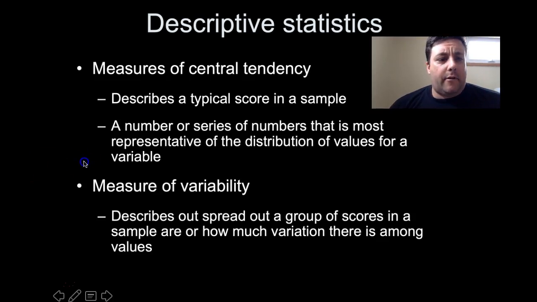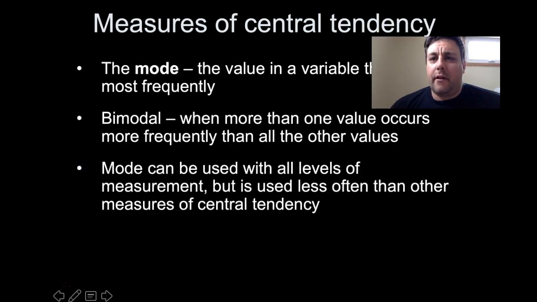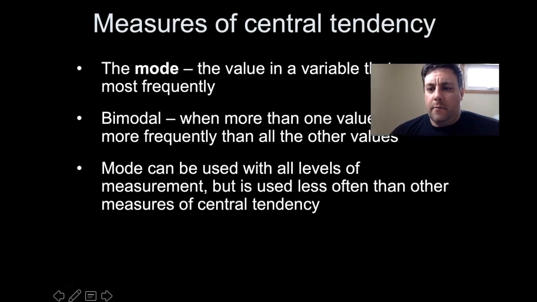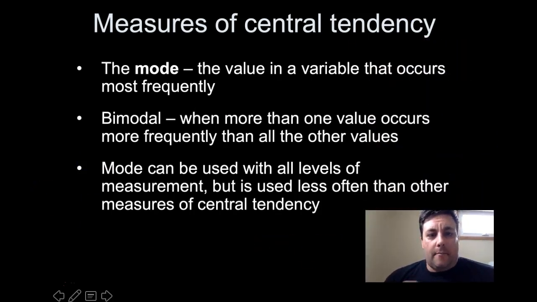So a couple of other examples here for you in a second. First measure of central tendency here, the mode. That's the value that occurs most frequently. The value of a variable that occurs most frequently. Occasionally you hear the term bimodal, and that simply means that there is more than one value that occurs more frequently than all the other values.